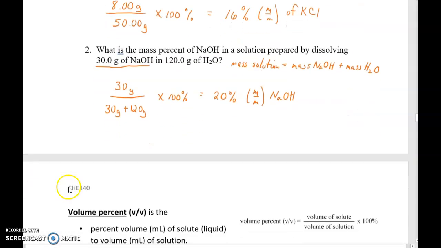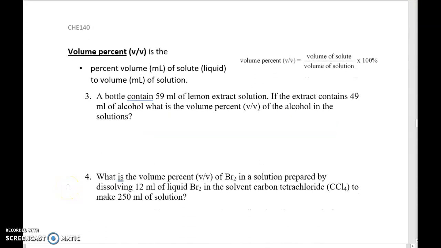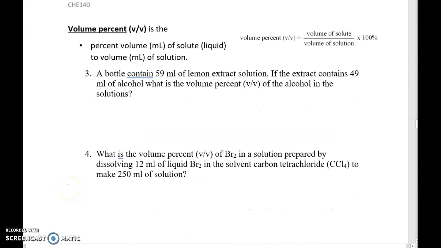So that's mass percent. Let's look at volume percent. It's very similar to mass percent, except that we're going to put the volume of a solute over the volume of a solution. So here we have a bottle that contains 59 milliliters of lemon extract solution. If the extract contains 49 milliliters of alcohol, what is the volume percent of the alcohol in the solution?